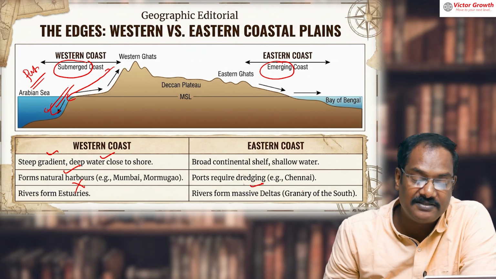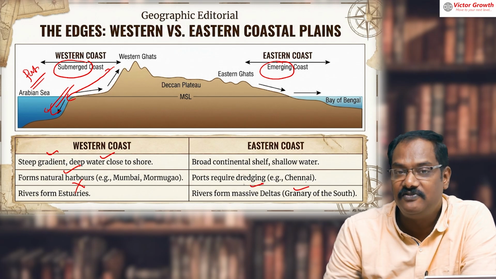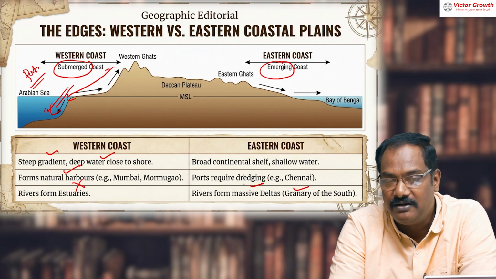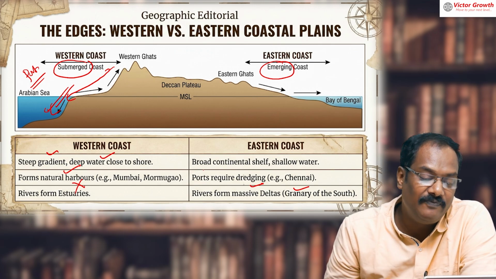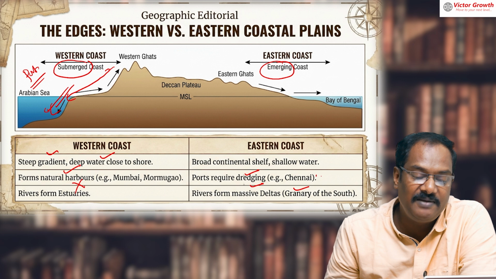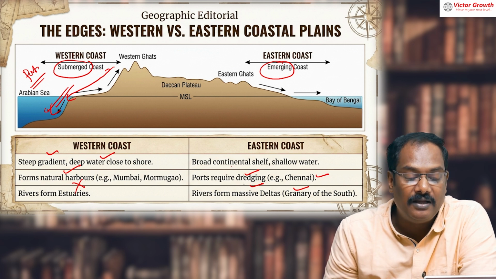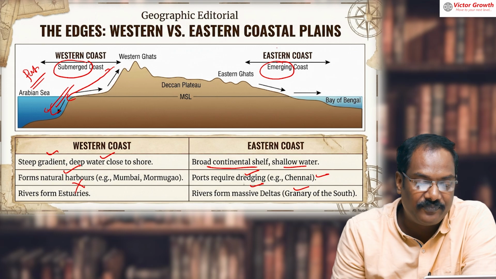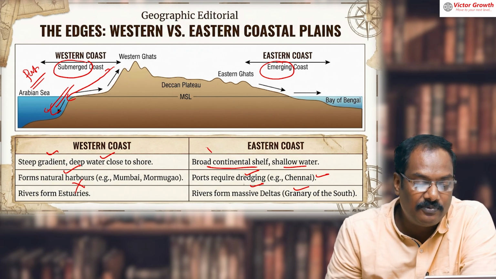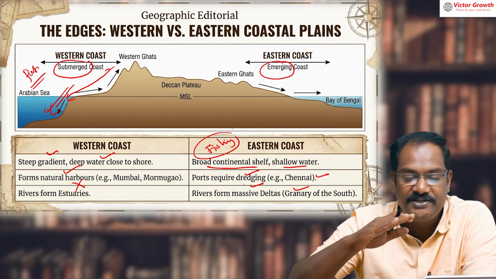Here, massive deltas are there. For example, the granary of the south, that is the Godavari basin, or you talk about the Kaveri basin, the Kaveri delta regions. So we need regular dredging here. Chennai port is located here. Broad continental shelf. Please write down broad continental shelf. Because of that, fishing is more in this part. Fishing is more, continental shelf is more.